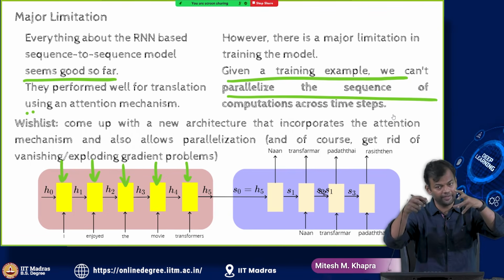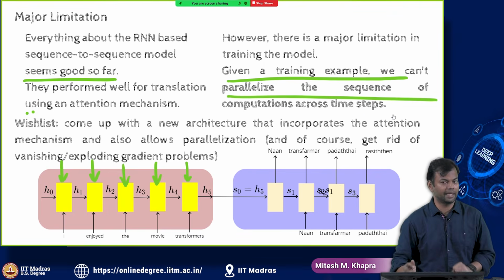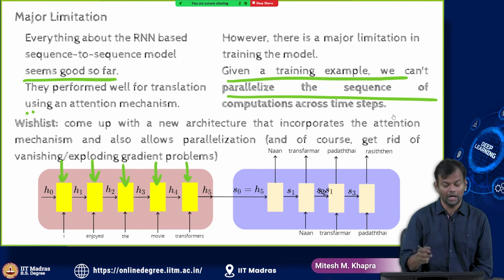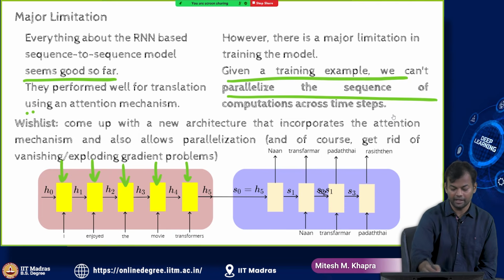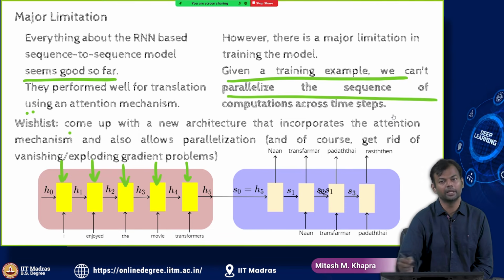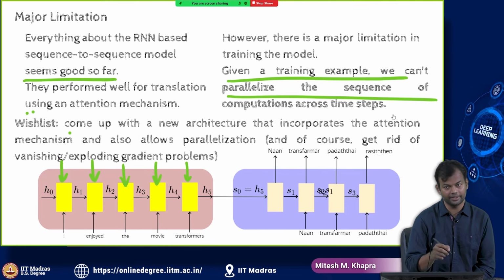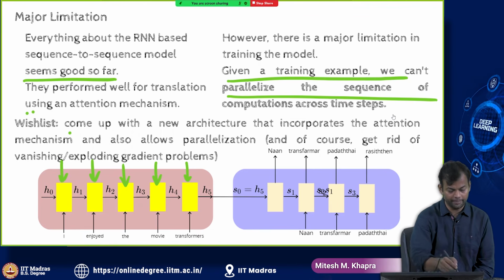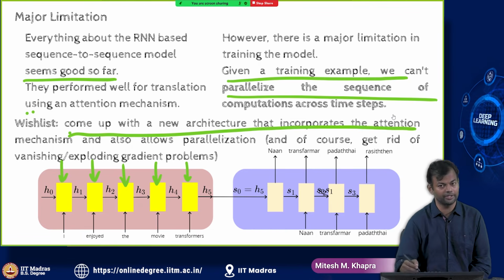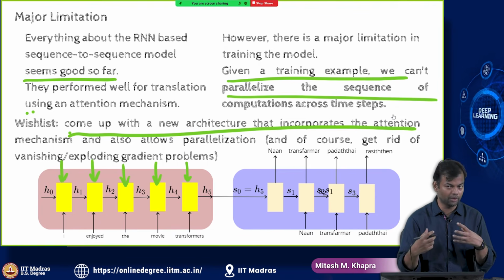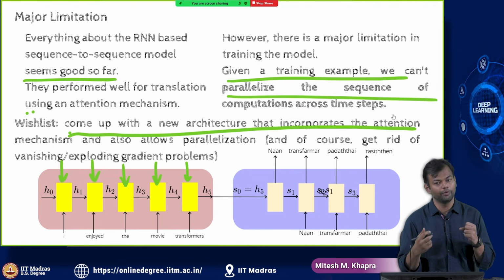Of course, on top of that, attention at a given time step can be computed in parallel. So now our wish list is: can we come up with a new architecture that incorporates the attention mechanism and also allows us to do things in parallel? We don't want to get rid of the attention mechanism because it helps us compute the contextual representation, but we want parallelism.